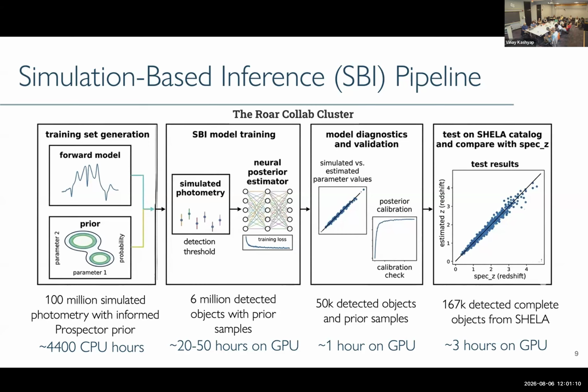After some tuning of the model, we test on the SHELA catalog and compare our predicted redshift with the spectroscopic redshift. We did this for 160K detected objects for SHELA, and this takes about 3 hours on GPU. I want to mention that this framework is repeated for every single tile, so you do this 7 times.